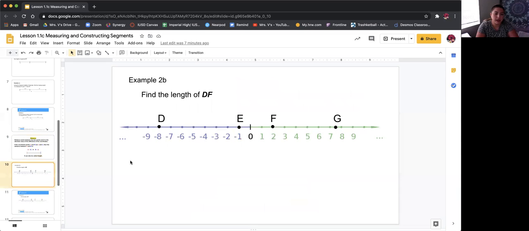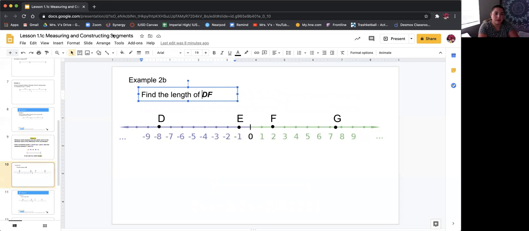All right, so I'm going to go ahead and now go to the example. I have example 2B here. 2B or not 2B? All right, so it says right here, find the length of DF. So for DF, we said that whenever we have our points, we're going to go ahead and find the difference of the absolute value, right? So we're only interested in DF. So whenever they're asking for a certain particular point or a certain segment, we're going to focus on the placement value of D and the placement value of F.